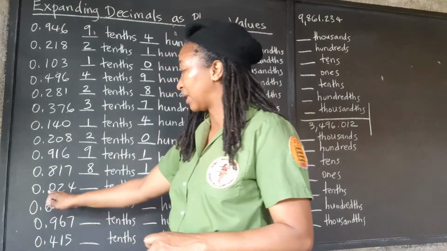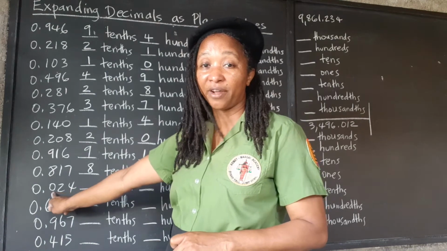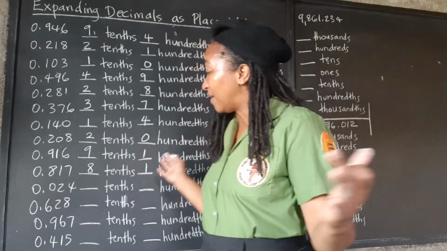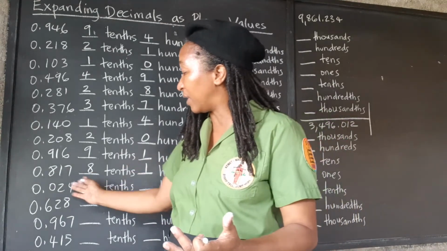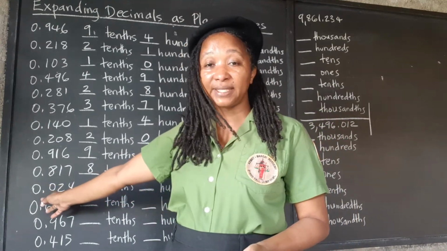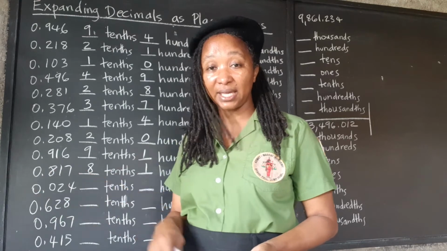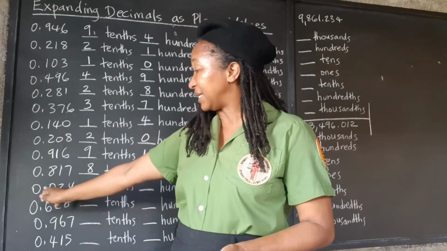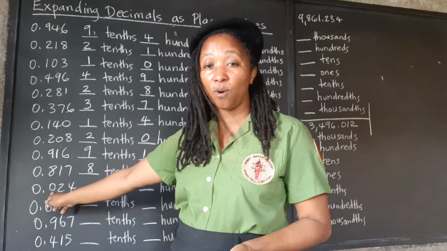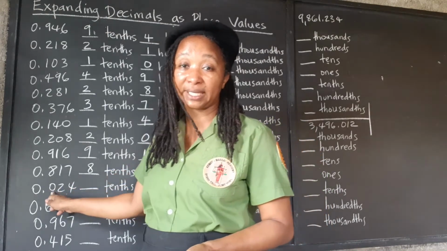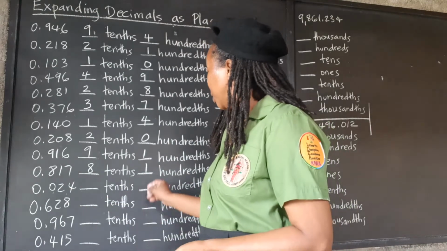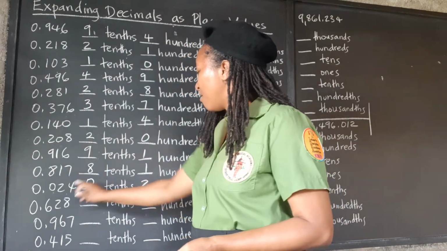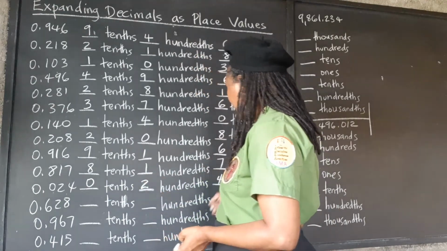0.024. This guy is holding a very important place. If he was not there, we would have to contract the 2 and the 4 and push them over. It would tell us that we have 2 tenths, but that's not the case. We have 2 hundredths. So this 0 has to be here to hold that place. It's a very important job. 0 tenths, 2 hundredths, 4 thousandths.